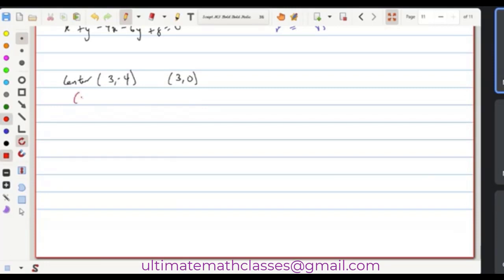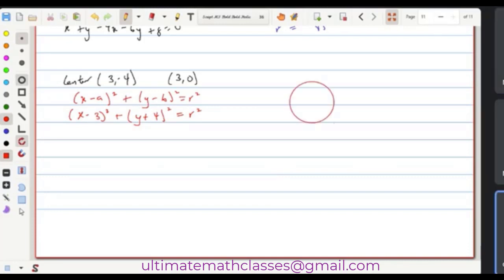So, x minus a squared plus y minus b squared equals r squared, isn't it? Yes, sir. Where this is the center, so this is going to be x minus 3 squared plus y plus 4 squared, because negative and negative will give you a positive, equals r squared. We need to find the value of r squared.